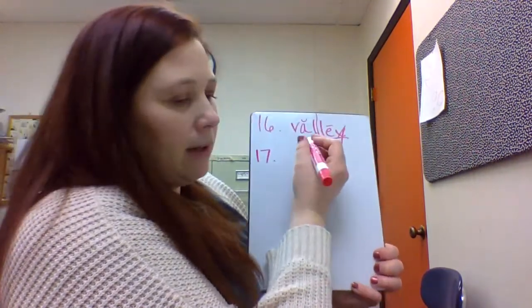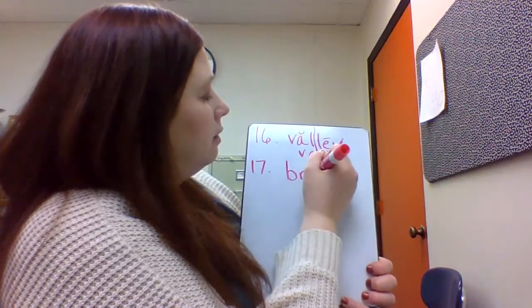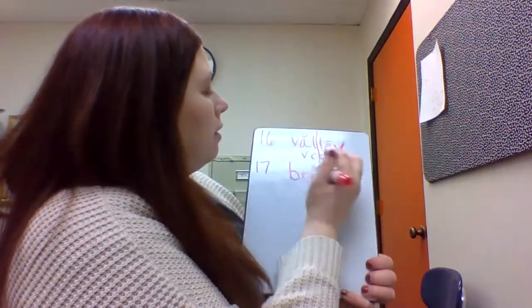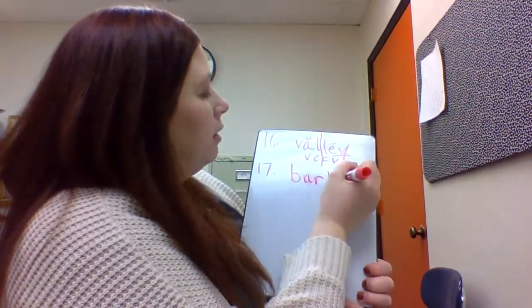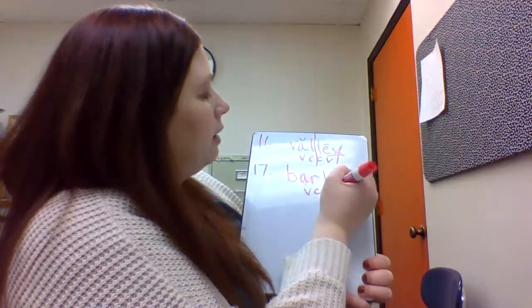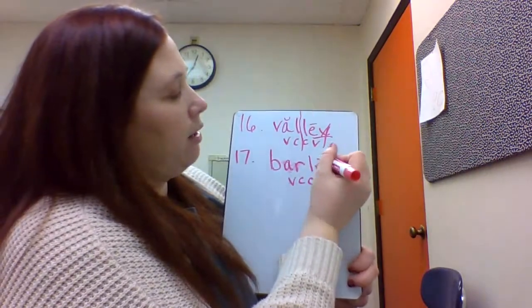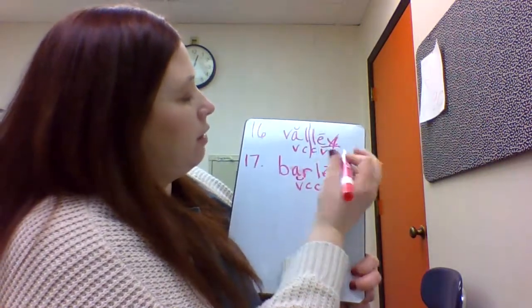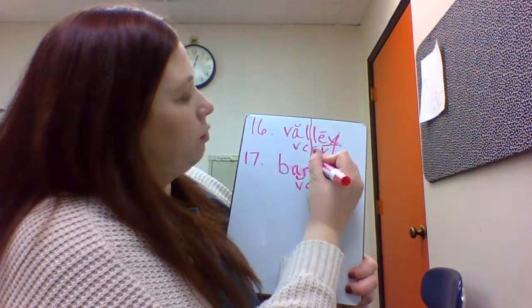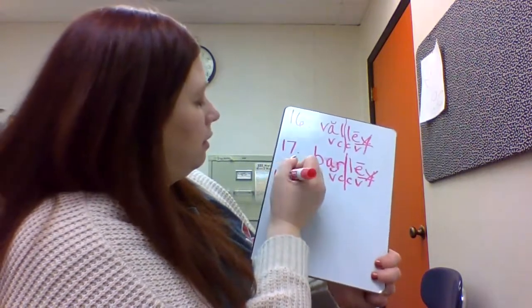Number 17 is barley. Again, we have that vowel, consonant, consonant, vowel pattern, our EY digraph, cross off our Y, our E gets a macron. We have the AR arc here, and then we're going to draw a line in between the two consonants.